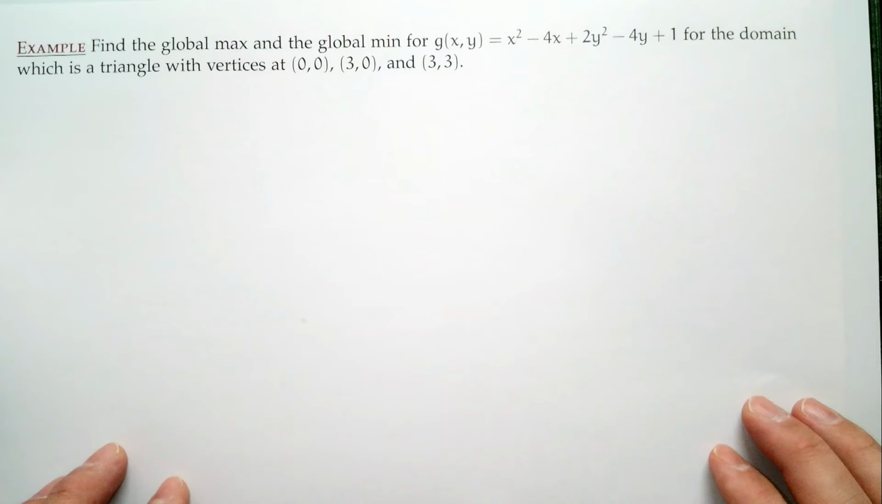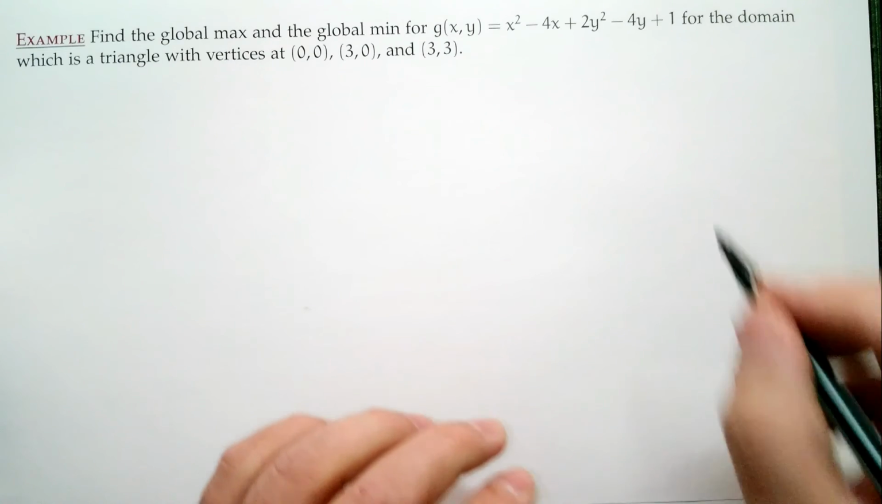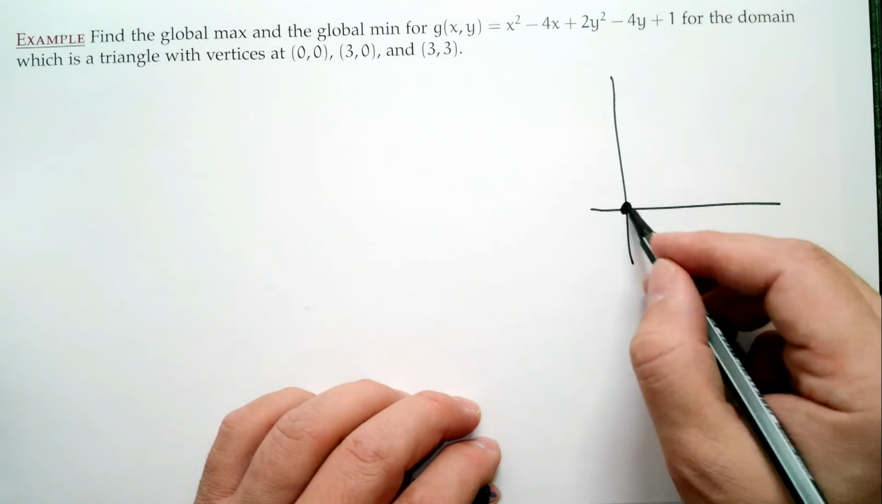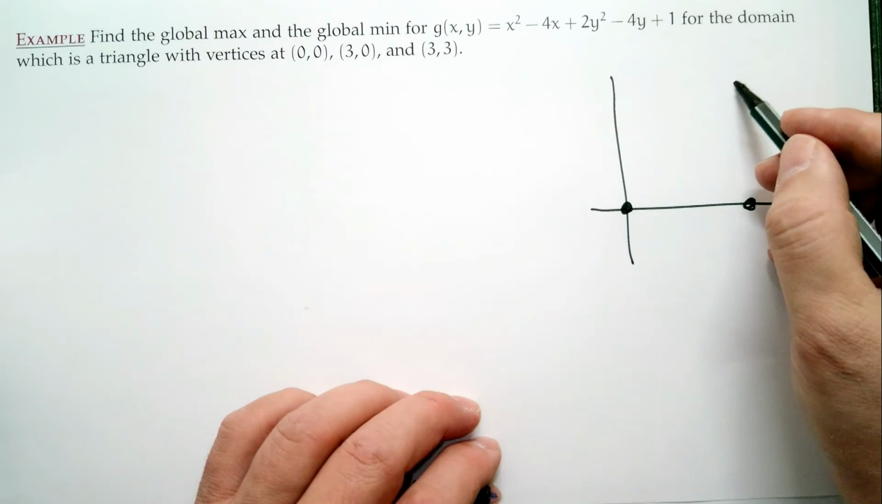Okay, now that we've done that one, let's do one more. Find the global max and the global min for g of x, y equals x squared minus 4x plus 2y squared minus 4y plus 1 for the domain, which is a triangle with the vertices which are at 0, 0, 3, 0, and 3, 3. So 0, 0 is here, 3, comma 0 is there, 3, comma 3 is there.